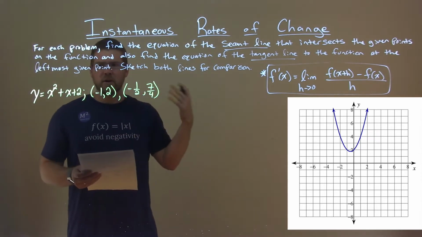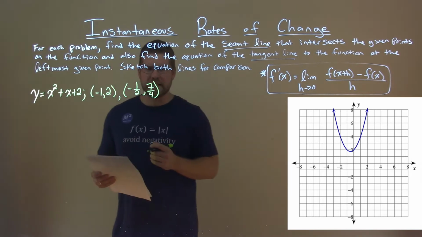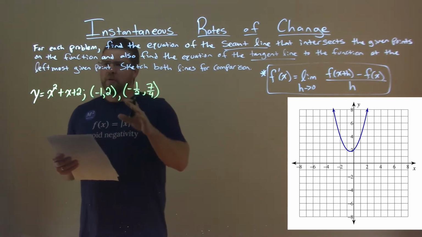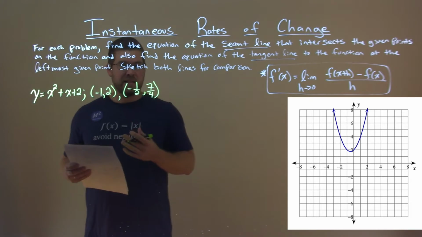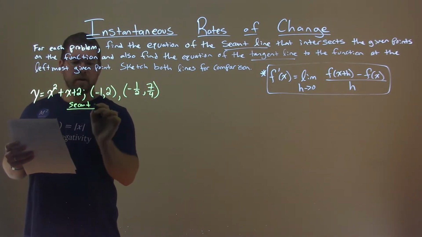Now, we can see our graph for our equation right here. Just briefly, I'll put it away in a second. And we want to go with the secant line first. So let's do the secant first. Equation of the secant line.